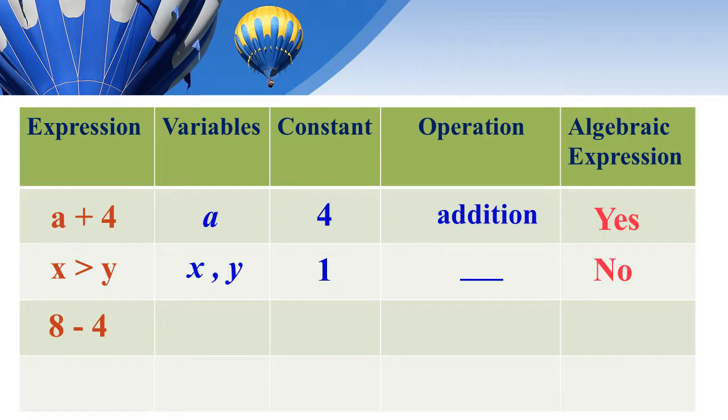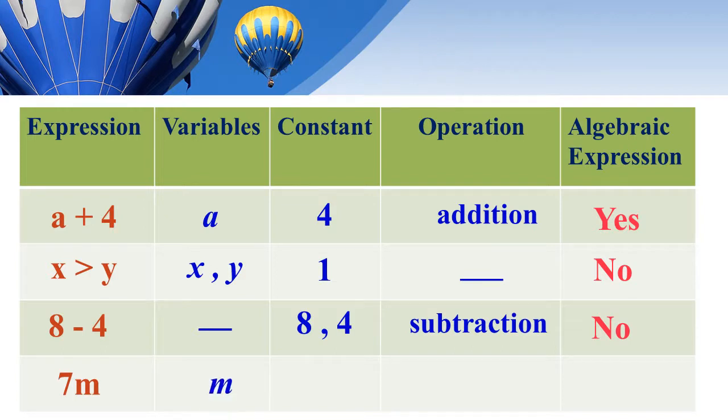Next, 8 minus 4. Here there are no variables. The constants are 8 and 4. The operation is subtraction. So the given expression has no variable, so it is not an algebraic expression.